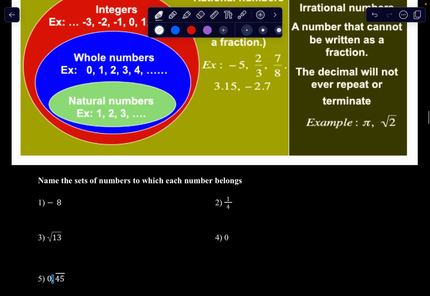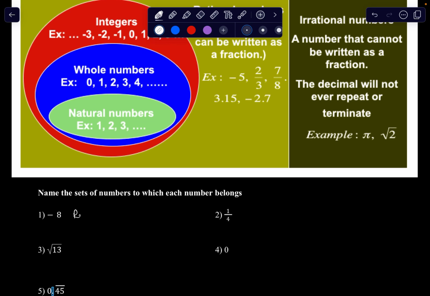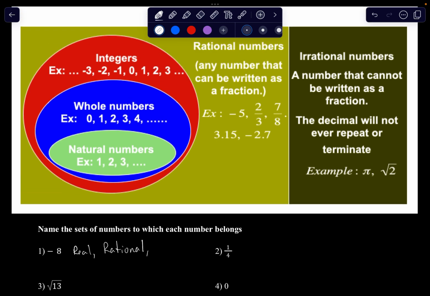So -8. If we look at it, -8 definitely is real, because all of them are real, so we'd write real. We'd write rational because -8 stops. It does not go on forever. Okay, -8, and then getting smaller, we're just going to start on integers and work our way in. -8 is an integer. And then whole numbers, it's not a whole number because it's negative. So now we can stop. Those are the 3 things that it is.